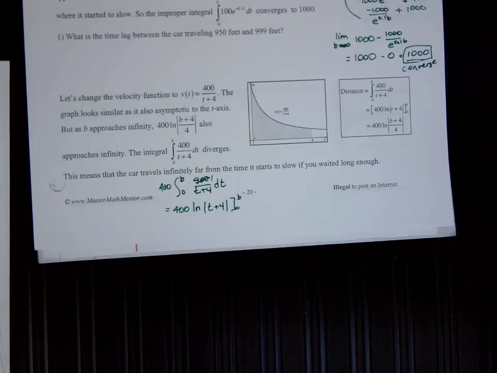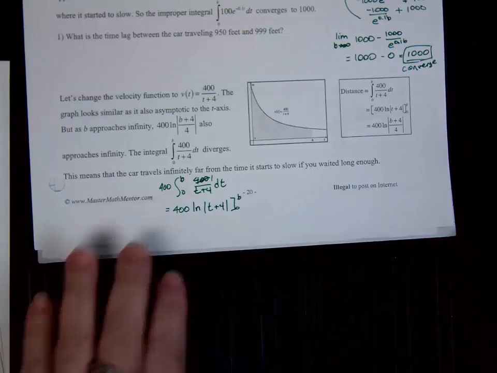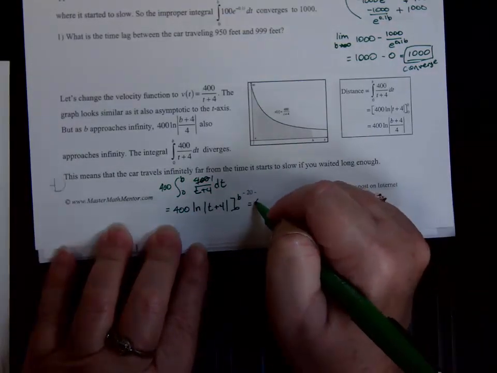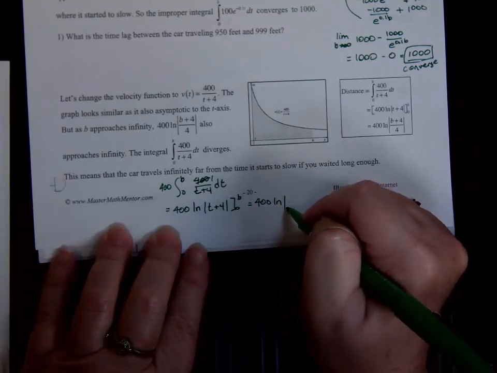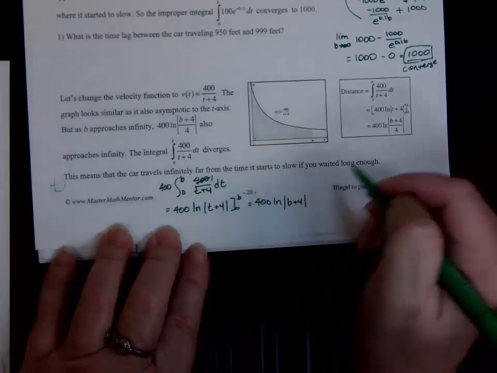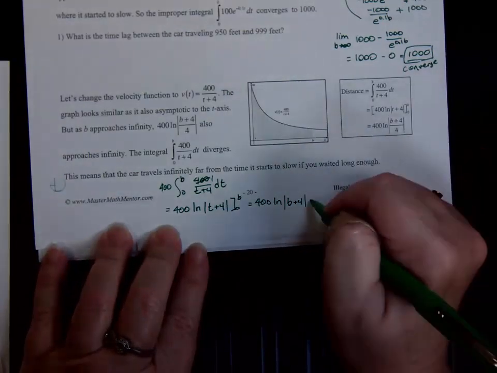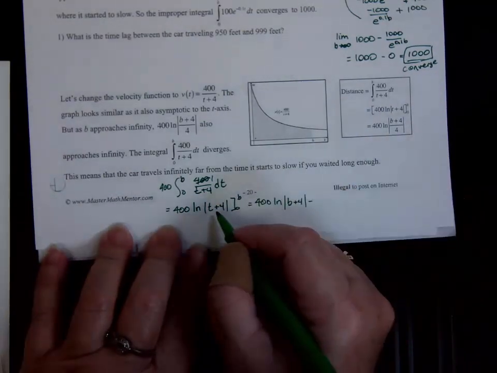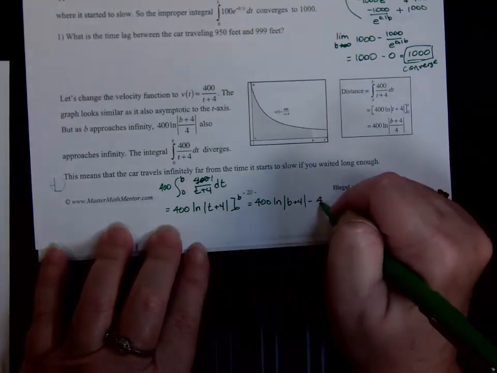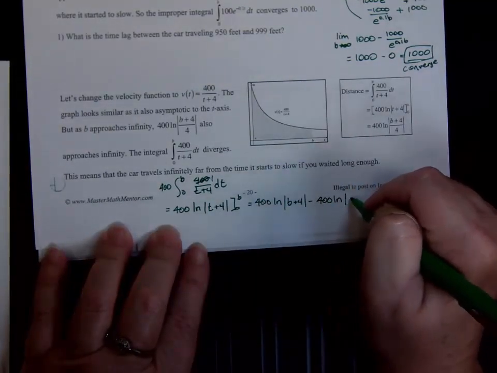So what are we doing now? We are finding the limit of the area. Let's see if, as we go out to infinity, the area is going to converge. Is it going to get really close to a number, or is it just going to keep getting bigger and bigger and bigger? All right, so let's plug it in. This would be 400 ln absolute value of b plus 4, minus, be careful, I know you're plugging in 0, that doesn't mean it's going to be 0. 400 ln of 0 plus 4, which is 4.